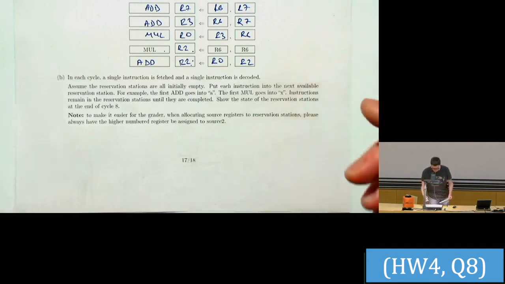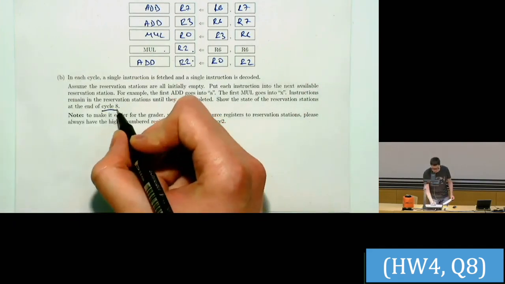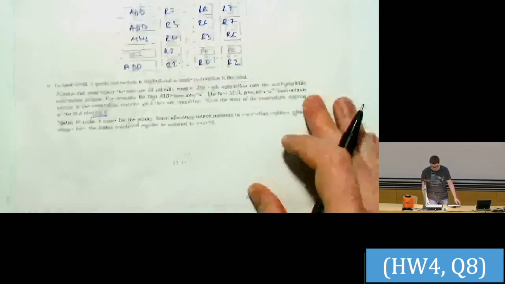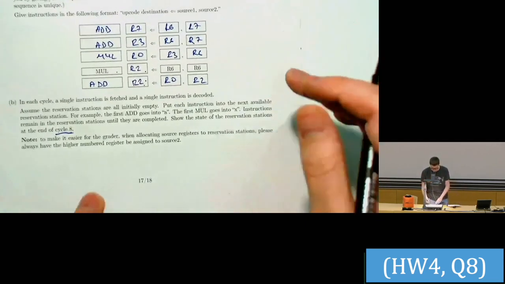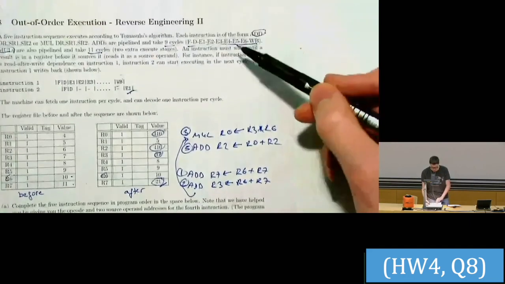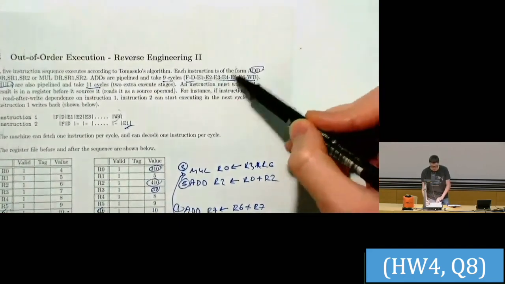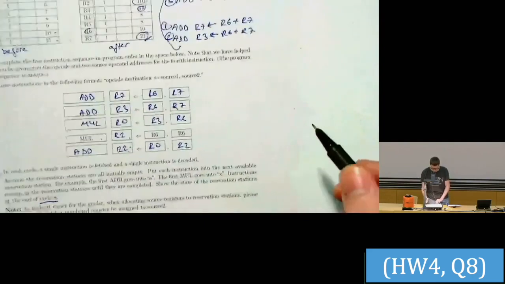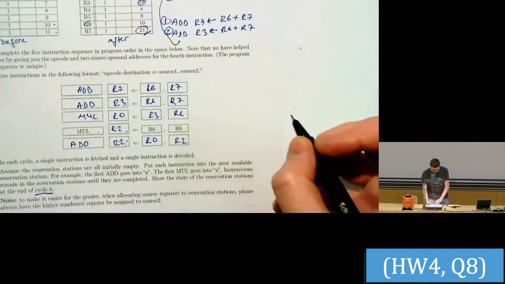One thing I forgot to say, it is asking specifically about the state at the end of cycle 8. So actually, first, it will be better to figure out what has happened inside the processor until the end of cycle 8. So here in the beginning, we were given these stages that the addition and the multiplication go through.